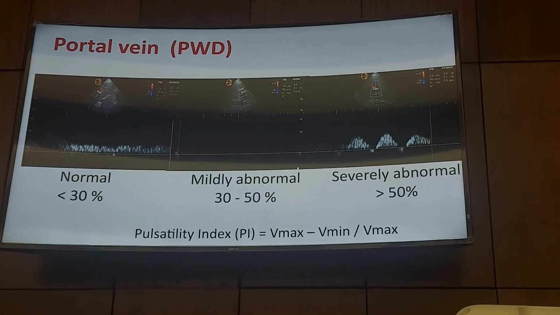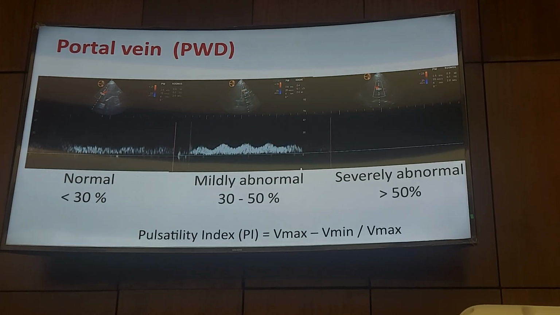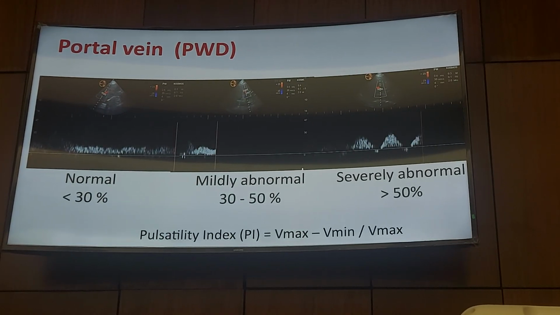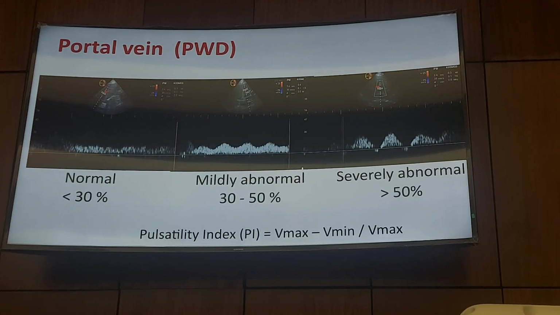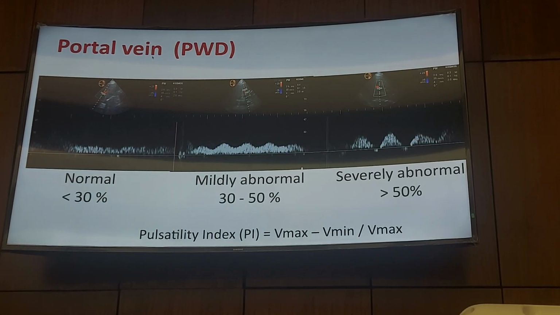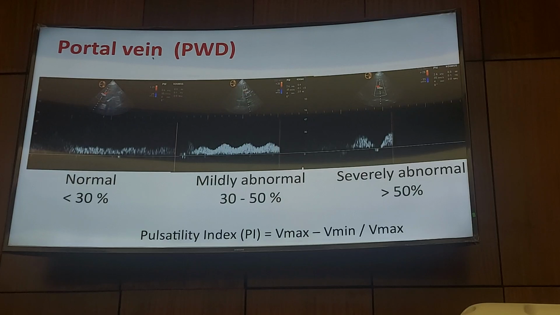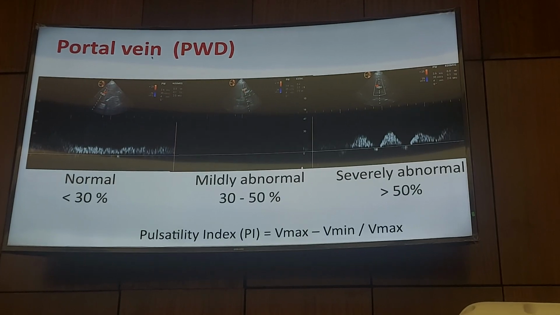30 to 50% is mild abnormality. More than 50% is severe abnormality. How do we quantify it? By the portal vein pulsatility index. You get the peak velocity of the maximum flow and the peak velocity of the minimum flow, and peak minus minimum divided by peak, and that is the portal vein pulsatility index.